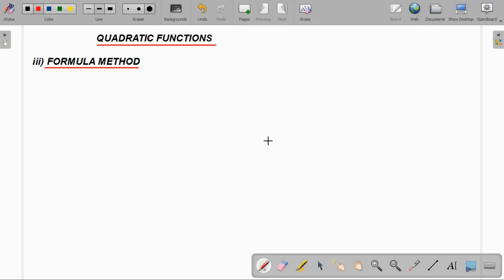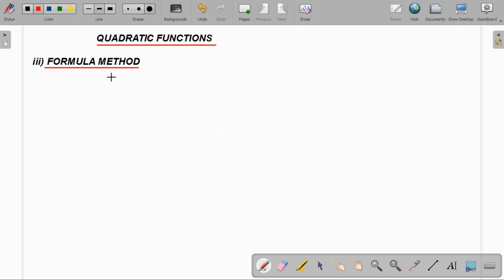In this video we're going to talk about the formula method. We're still talking about quadratic functions. In the previous two videos, I talked about the factorization method, and the other one was the completing the square method. This is another method that is used when you're solving quadratic equations, which is the formula method.